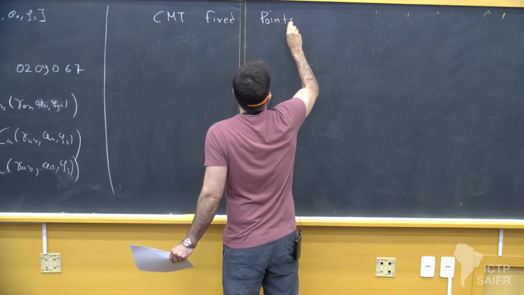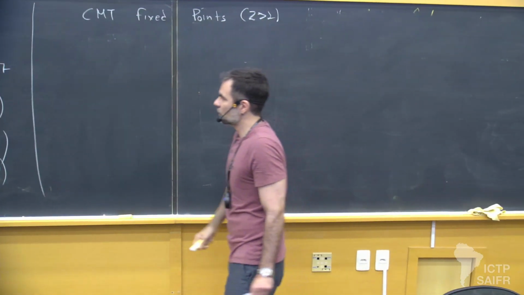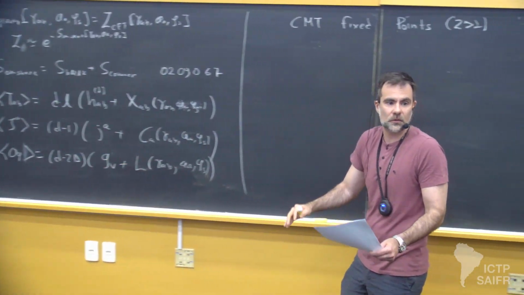So let me call these fixed points z greater than 1. The UV fixed point had z equals 1. It is about a CFT, a relativistic conformal field theory.